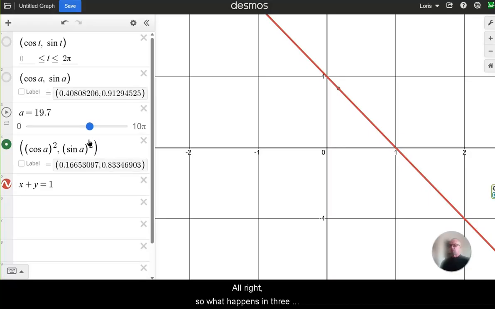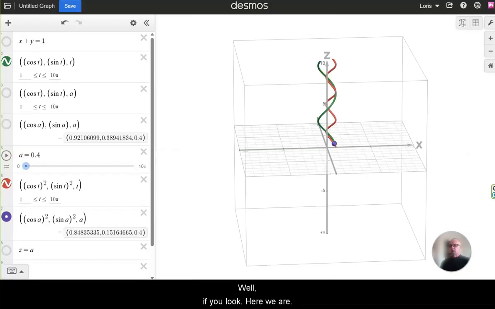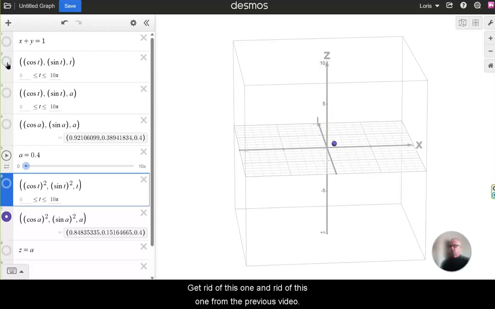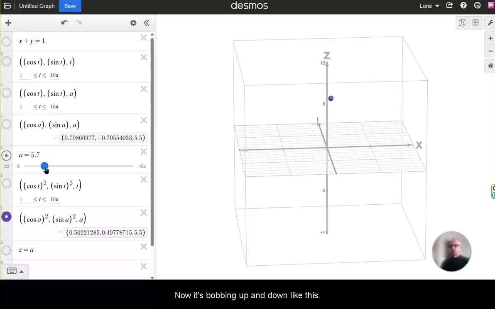All right, so what happens in 3 dimensions with this? Well, if you look, here we are. Let's make this an A. Let's get rid of this one, and this one from the previous video. And now let's just make it A. And let's see what happens when we change A. Now it's bobbing up and down like this.